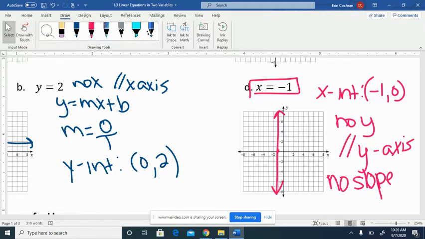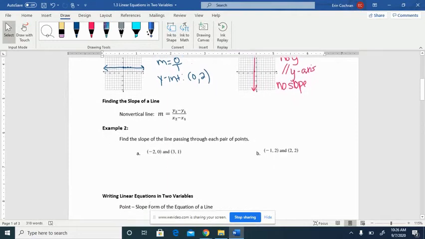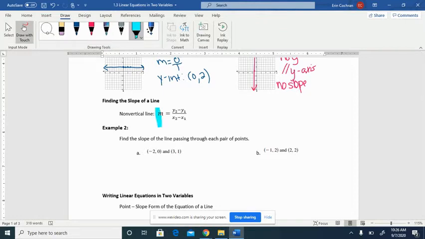All right, so that's graphing. If you have questions with graphing, let me know. All right, finding the slope of a line. We have the formula of y2 minus y1 over x2 minus x1. So to find slope, it's always the change in y over the change in x.